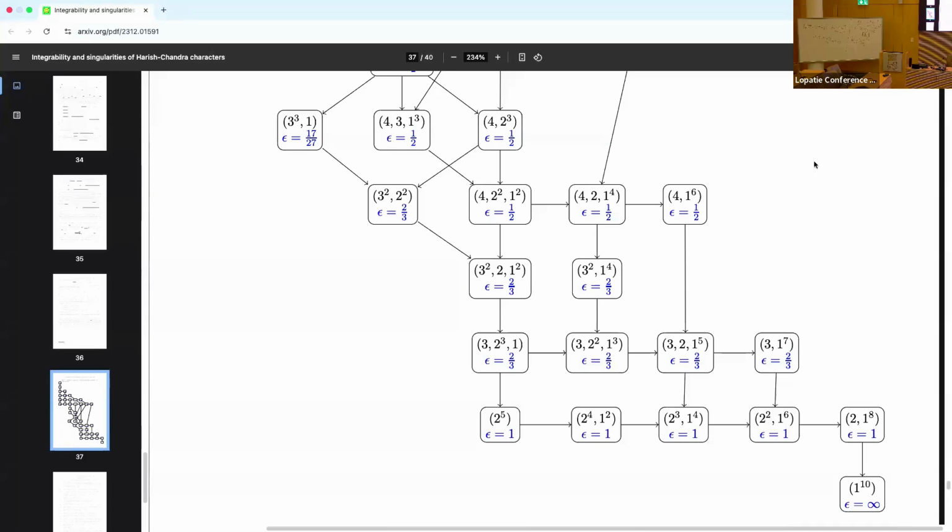Okay, so good question. It depends on your point of view, because a generic representation has the smallest possible epsilon, right? It's supported on the regular orbit, so it's 2 over n. But you consider a generic representation to be nice, right? It's generic, not singular. So it depends on which side of the Fourier transform you are. It's always larger than 2 over the largest part.